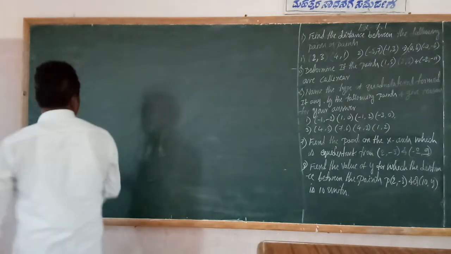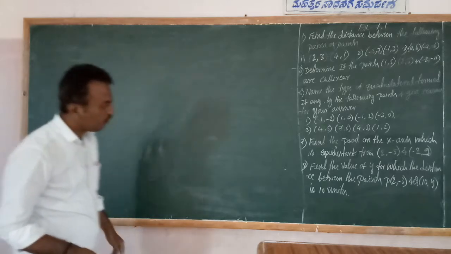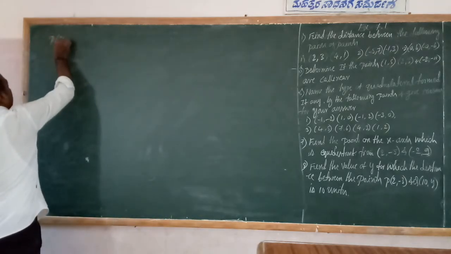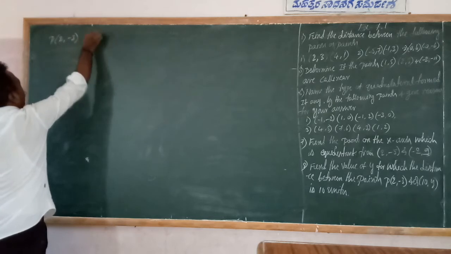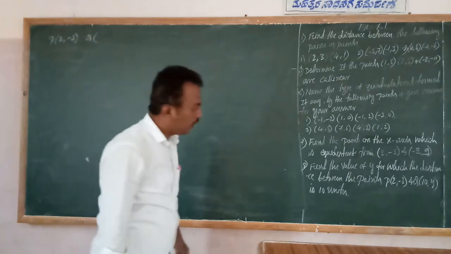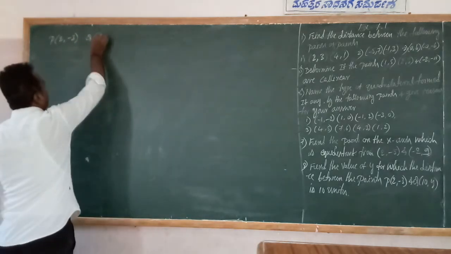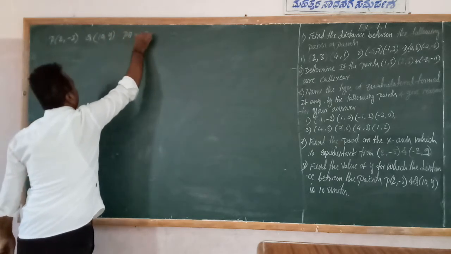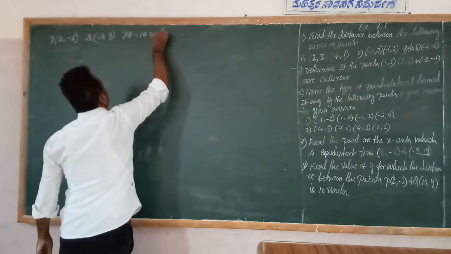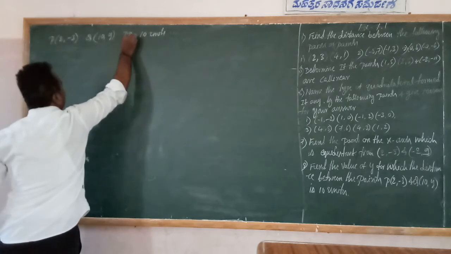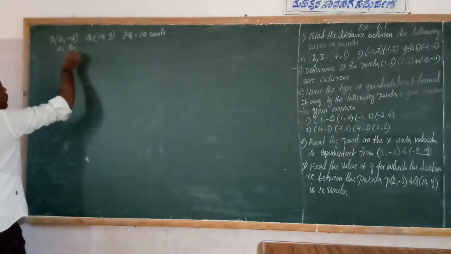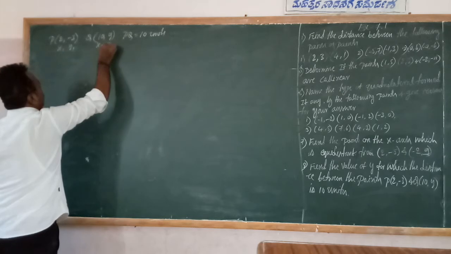Okay, very simple. P is (2, -3) and Q is (10, y). The distance PQ is given as 10 units. We have to calculate the y value. So this is x1, y1 and this is x2, y2.